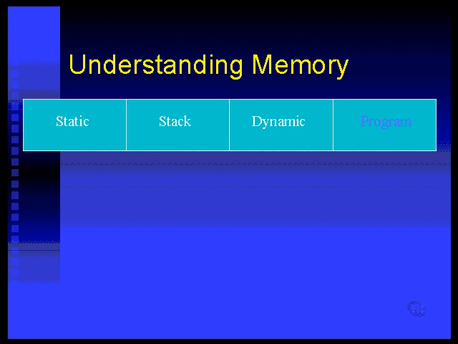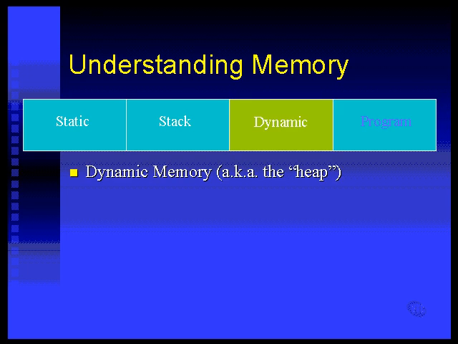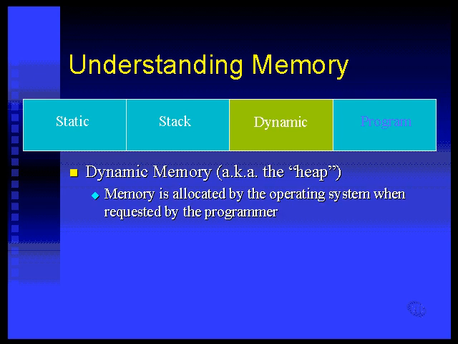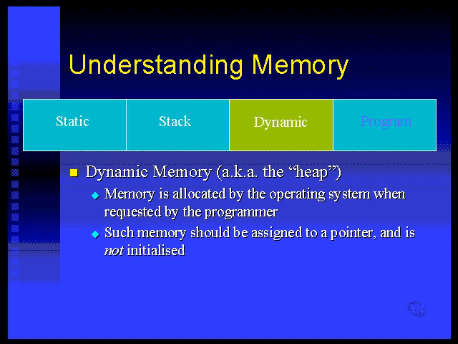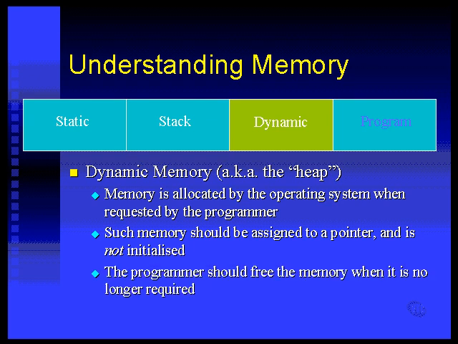Thirdly, we have dynamic memory, which is actually the subject of this particular module. Dynamic memory is also known as the heap, and any memory that you use in the dynamic memory area is allocated only when the programmer requests it. Again, this memory is not initialized. If you obtain such memory from the operating system, you should assign a pointer to it so that you don't lose track of it. Finally, when you're finished using it, you should free it.